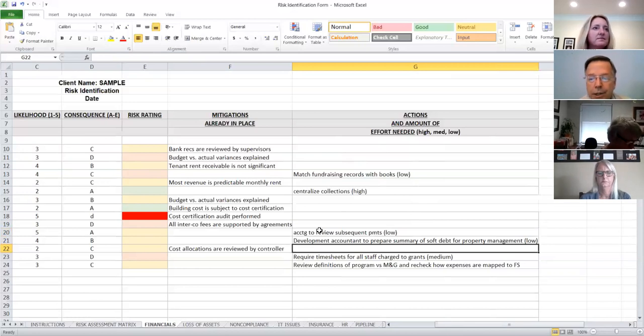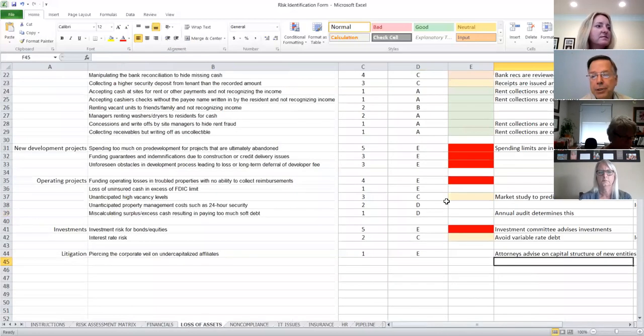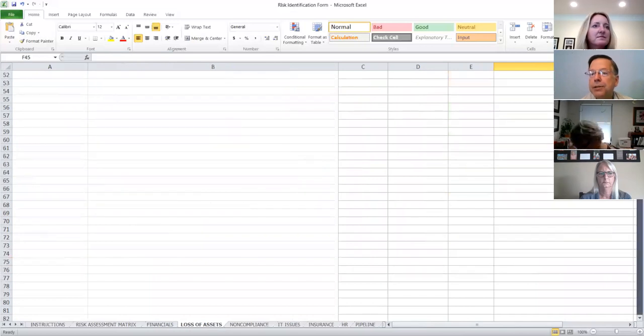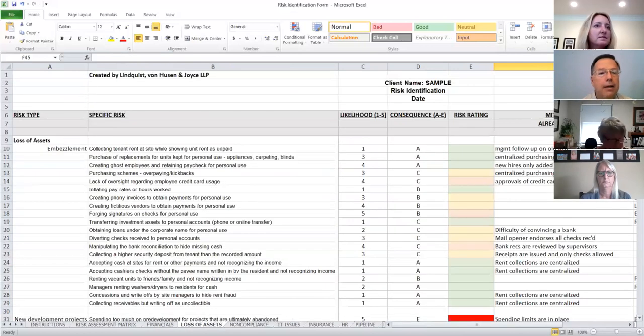And before we turn it open to getting input from everyone and how to improve it, let me just show you the different tabs. So the first one, like I said, was financial statement misstatements. The next one is loss of assets. So these are all items that could happen that are actually going to result in losing usually cash, but it could be losing other assets as well as cash.